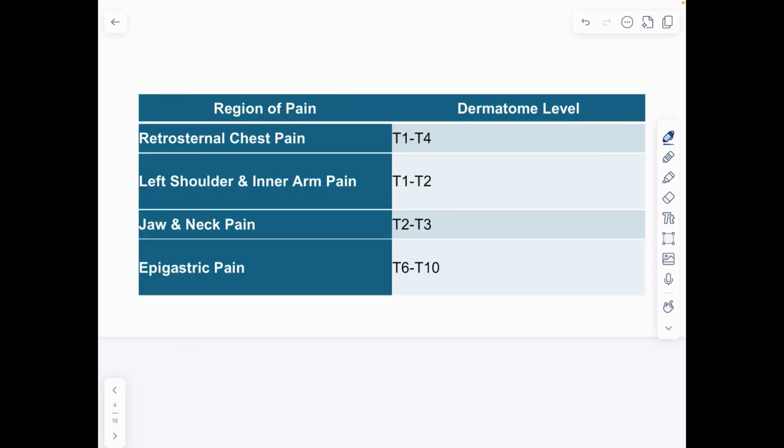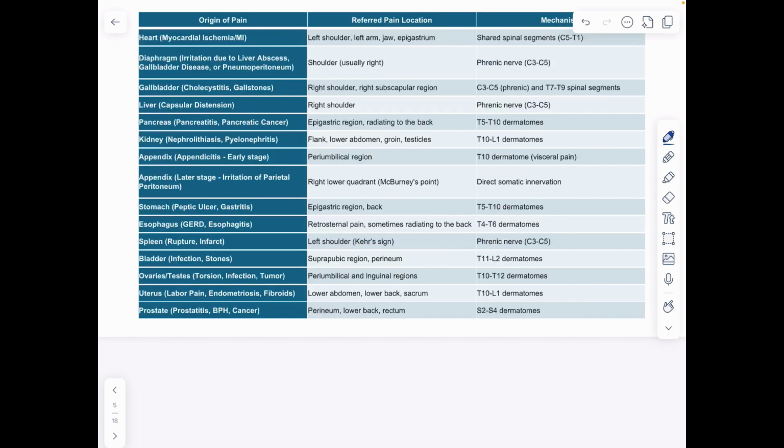And obviously, look at the regions of the pain and the dermatome levels. Retrosternal chest pain is because of the T1 to T4 dermatomes. Left shoulder and inner arm pain is because of T1, T2 dermatomes. The jaw pain and the neck pain is again because of T2, T3 dermatomes. While the epigastric pain, which is very commonly seen in case of inferior wall MI, is because of T6 to T10 dermatomes.